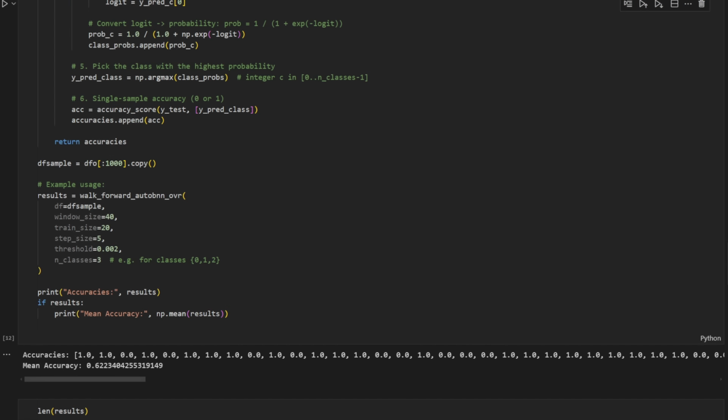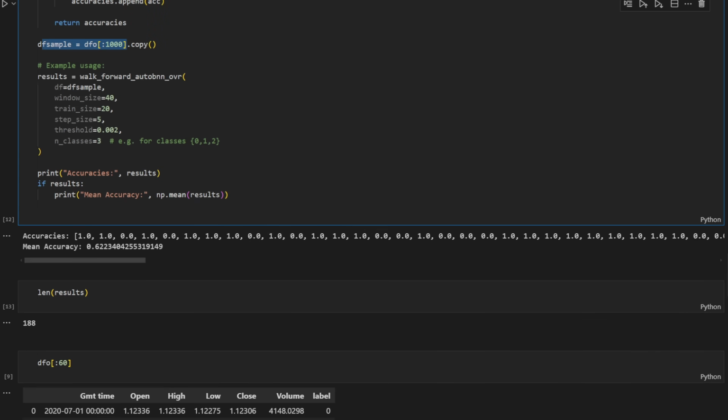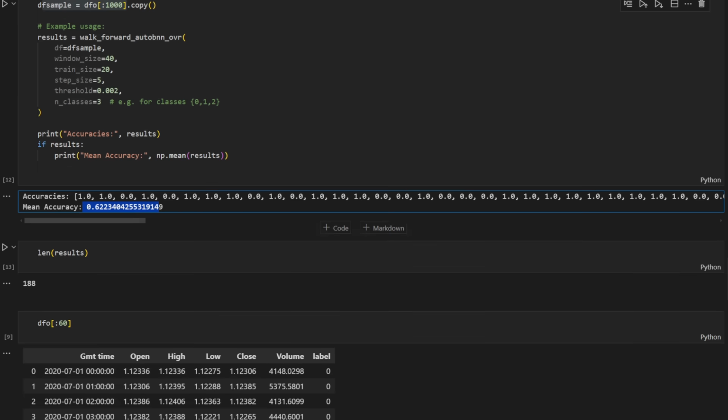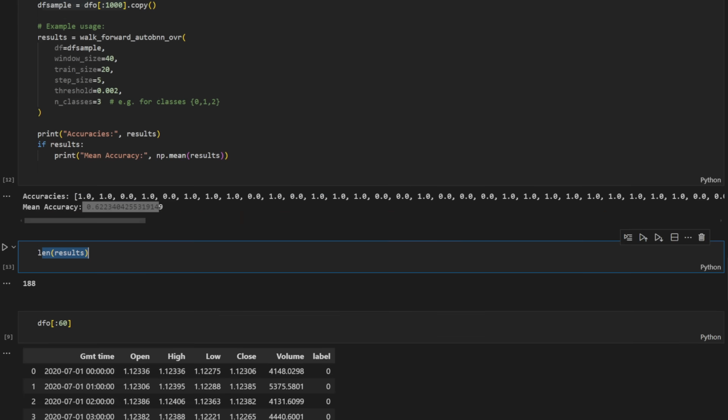Now, before ending this video, you must know that this took a lot of computation time. So I only limited the data frame sample to 1000 rows, 1000 candles, as a testing environment because it took over an hour of computation. Maybe it's better to run it overnight for additional data and getting a more precise mean accuracy estimation, as you can see here. Because the length of the results actually is just 188. So I got only 188 estimations, and the 62% mean accuracy is actually over just 188 values.